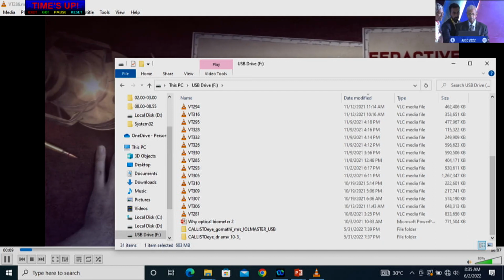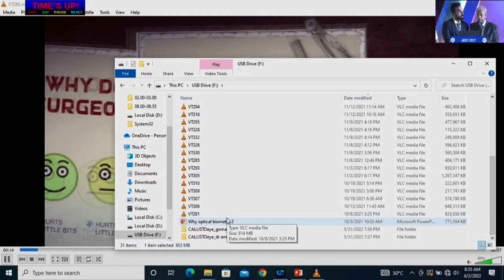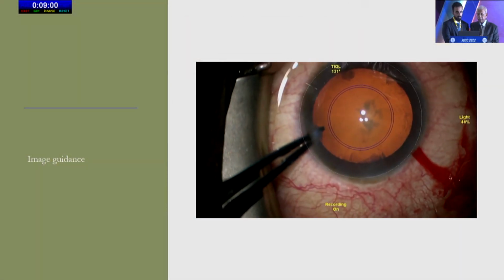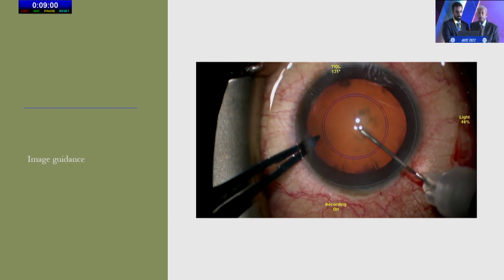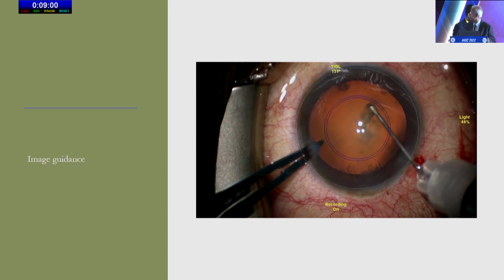Why optical biometry? Okay. So I look at that.